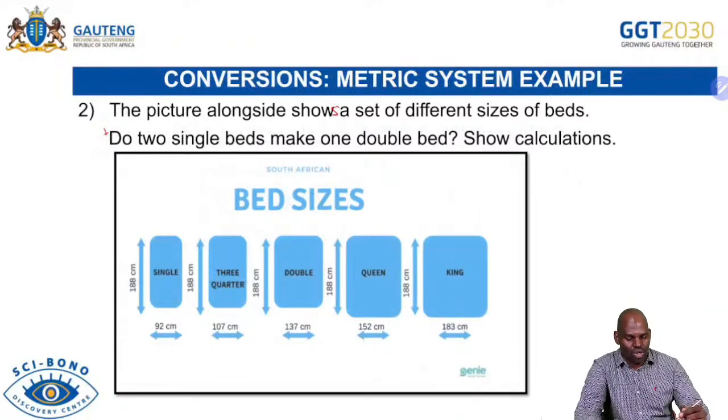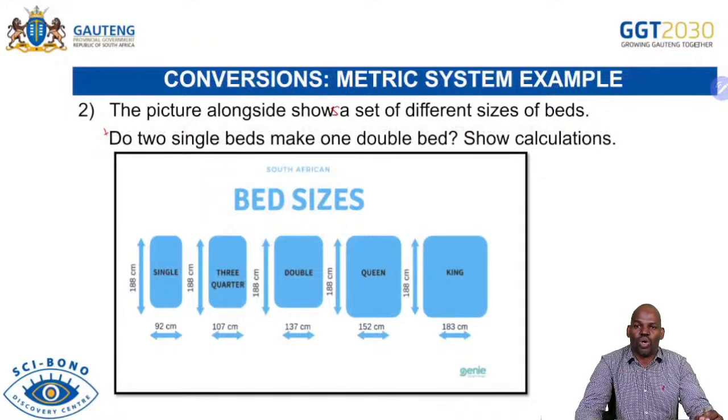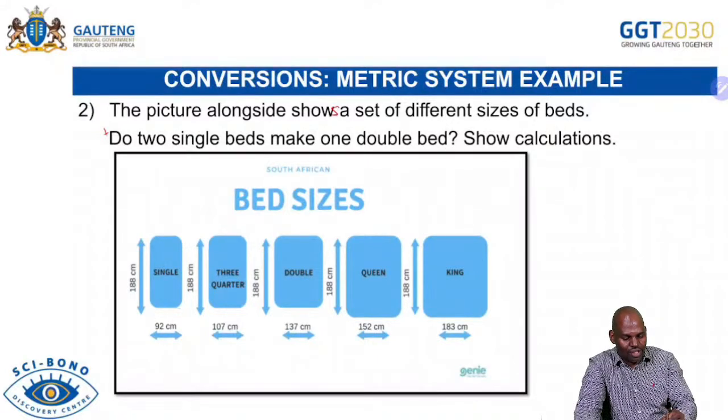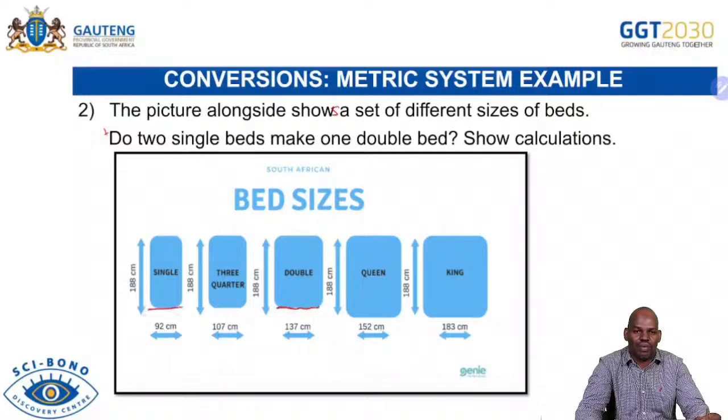Obviously, if you look at the length, they are the same: 188 centimeters, and the other length is also 188 centimeters. But in this case, they are referring to the width. The width of a single bed is 92 centimeters, and the width of a double bed is 137 centimeters. So how can we compare the two?